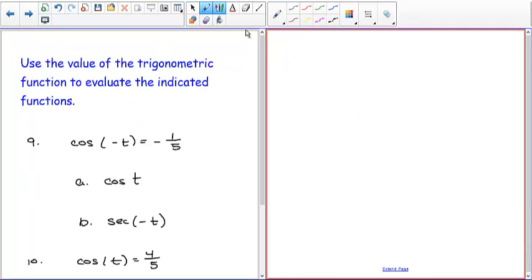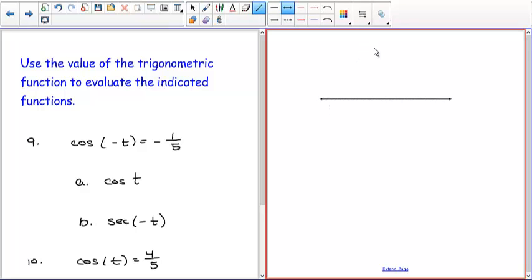Okay, now what we're going to do is we're given the cosine of t or negative t, and we're going to figure out where that is on the unit circle. And once we know where it is on the unit circle, we can do the others easily. We can figure out what the other stuff they're asking us for. So this takes a little more insight. Let's draw our unit circle.